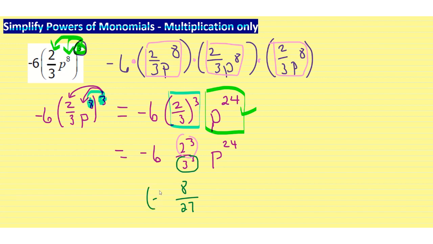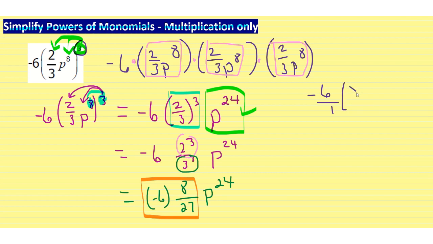And I still have this -6 out here that I have to multiply times that, and I have my p to the 24th. Okay, so at this point, we're down to a number times a fraction. That is the part that's basically elementary or middle school math. So you would think -6 is over an invisible 1. We're going to multiply it times 8 over 27. Well, can we reduce the 6 and the 27? I think we can, because 3 fits into 6 and 3 fits into 27. 3 fits into 6 2 times, and 3 fits into 27 9 times.